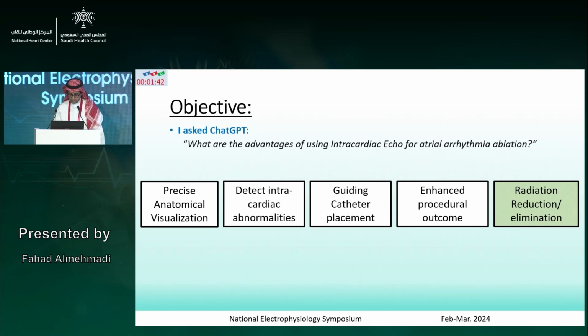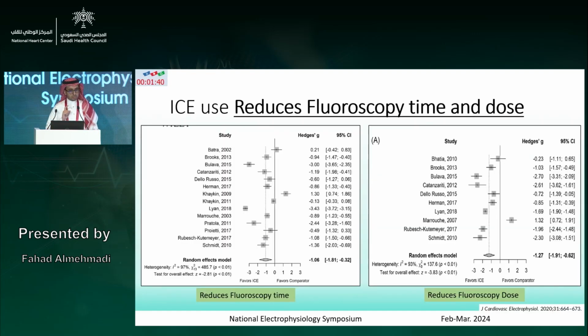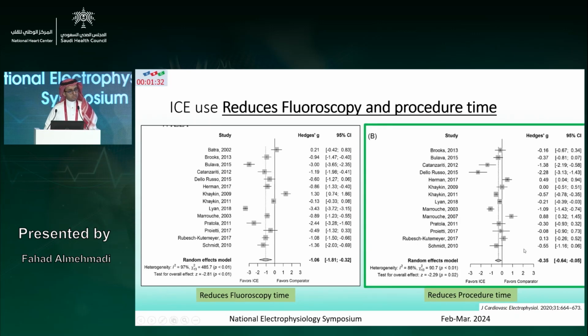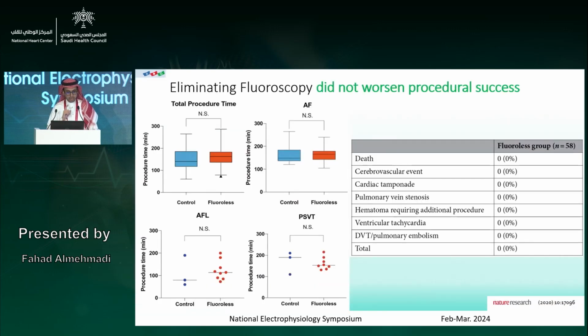I want to finish with radiation safety. ICE use reduces fluoroscopy time. It reduces fluoroscopy dose. It reduces procedural time. This is in a meta-analysis, so it actually shows benefit, and it did not worsen procedural success. This is complete elimination of fluoroscopy, and the success is the same with zero complications.